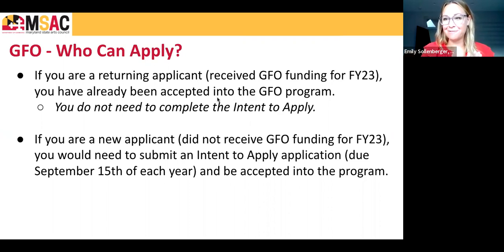You're already in. You're going to get reminders from Laura or myself about when to submit that application. But if you're new and you're learning this information, have not been funded through the program before, you will need to fill out that intent to apply.